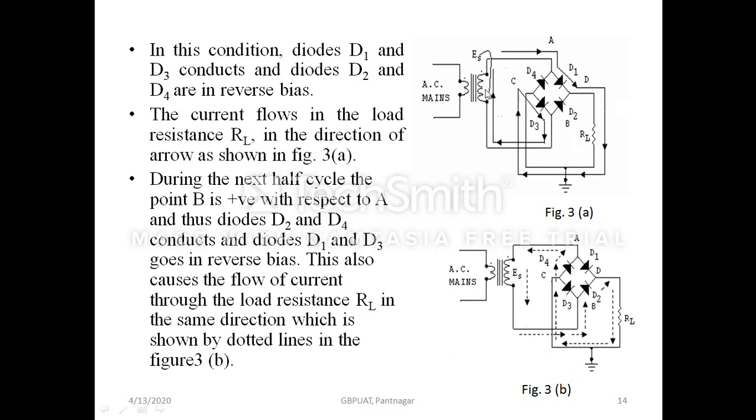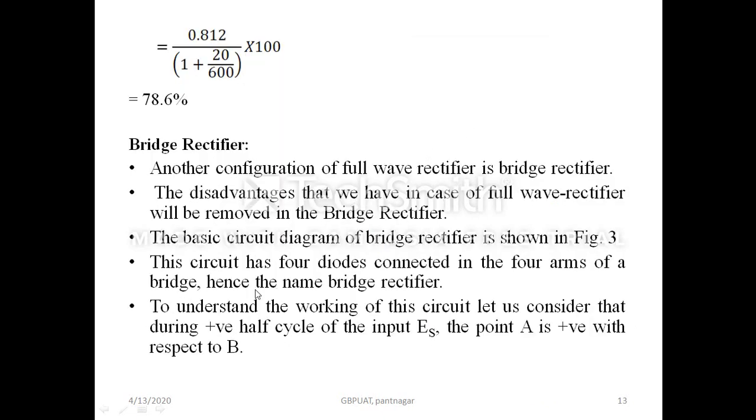Basically in figure 3a we have 4 diodes in bridge configuration, supplied through a transformer which is not a center tap transformer. This circuit has 4 diodes connected in the 4 arms of a bridge, and hence the name bridge rectifier.